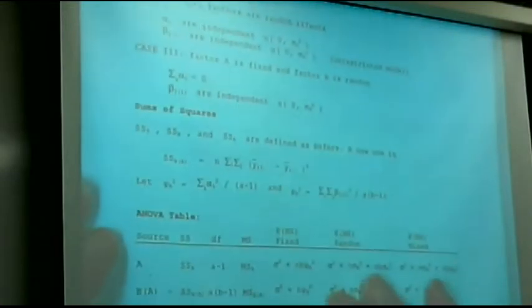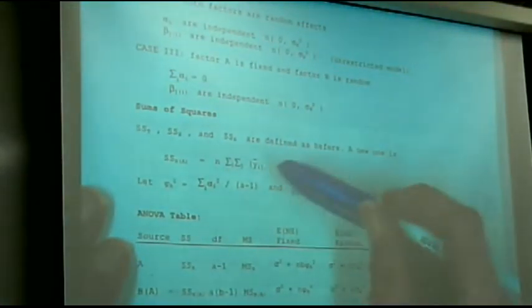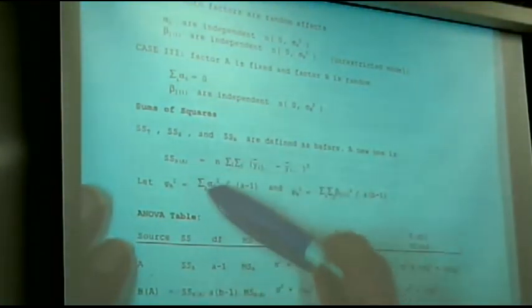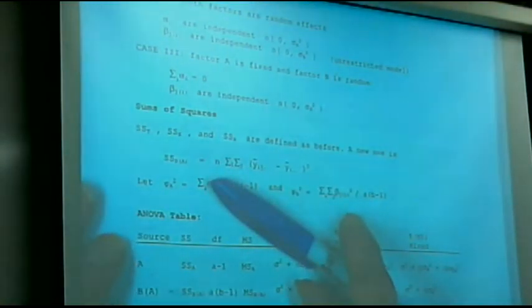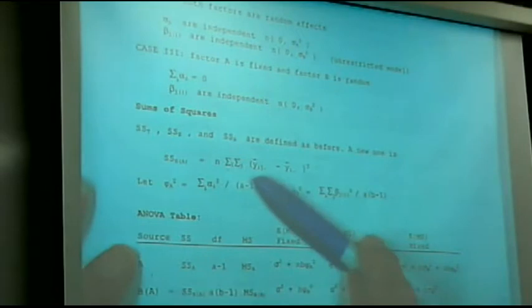We have sums of squares in the usual way, and we have a new one that comes up right here: the sum of squares for B parenthesis A. And here's its formula.